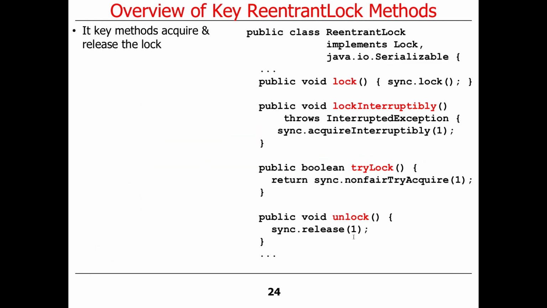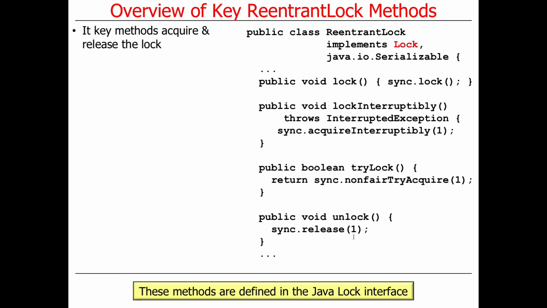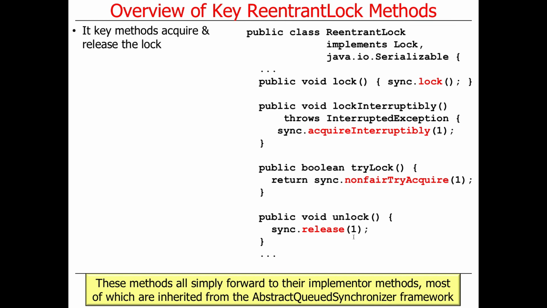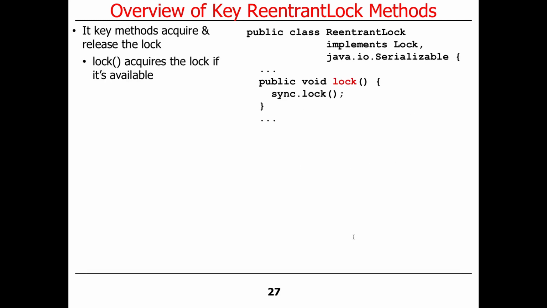Let's talk about some of the key methods in reentrant lock. Not surprisingly, they're going to be things that are inherited or implemented from lock. These are the key methods. These methods are all defined in the lock interface. And as you'll see, all the methods just forward to the sync object. Remember, this is the bridge pattern, of course. So they simply forward to the methods that are implemented by and inherited from the abstract queued synchronizer framework, with a few exceptions where they override stuff and do some other magic. So lock is very simple.